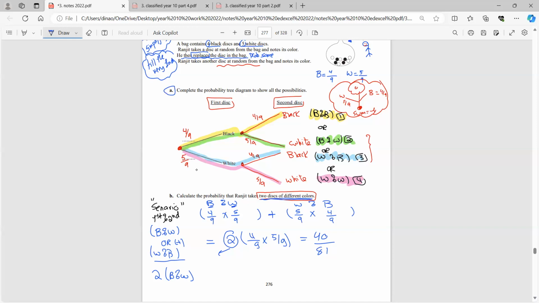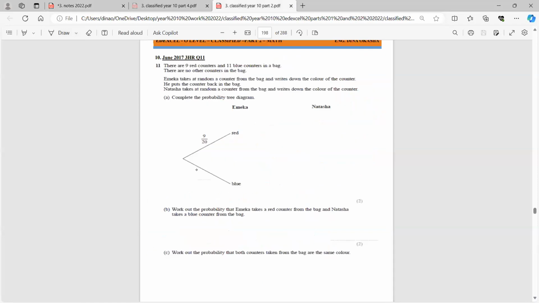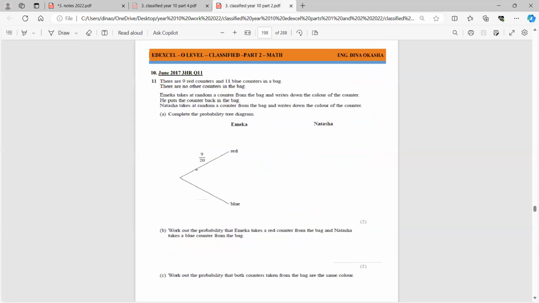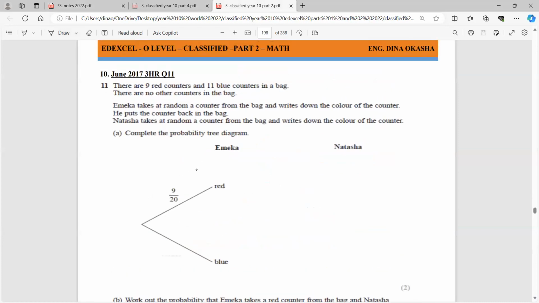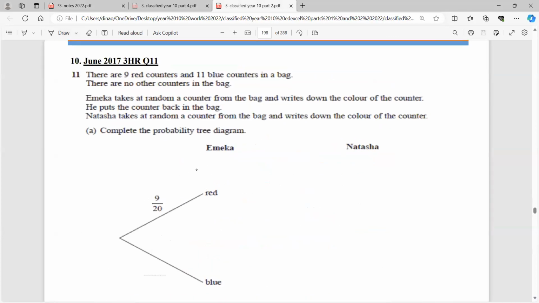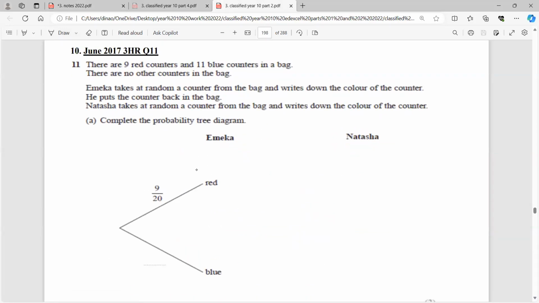Now let's practice another question related to tree diagram with replacement. This is classified part 2, page number 198. Here, what does this question say? As you can see, the tree diagram questions with replacement are considered easy questions. As you can see, it is question number 11 in the exam.